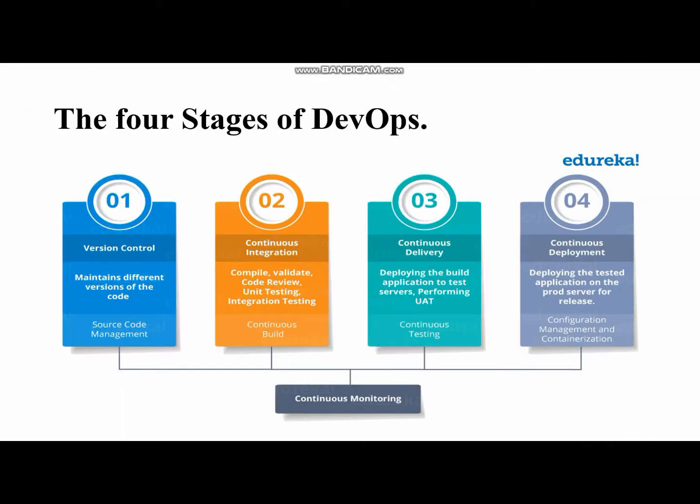So what are the four stages of DevOps? The first one is version control. Version control maintains different versions of the code. The second one is continuous integration. They are going to compile, validate, code review, unit testing, integration testing. And the third one is continuous delivery, deploying the built application to the test server and performing UATs. And the fourth one is continuous deployment, deploying the tested application to the prod server for release.